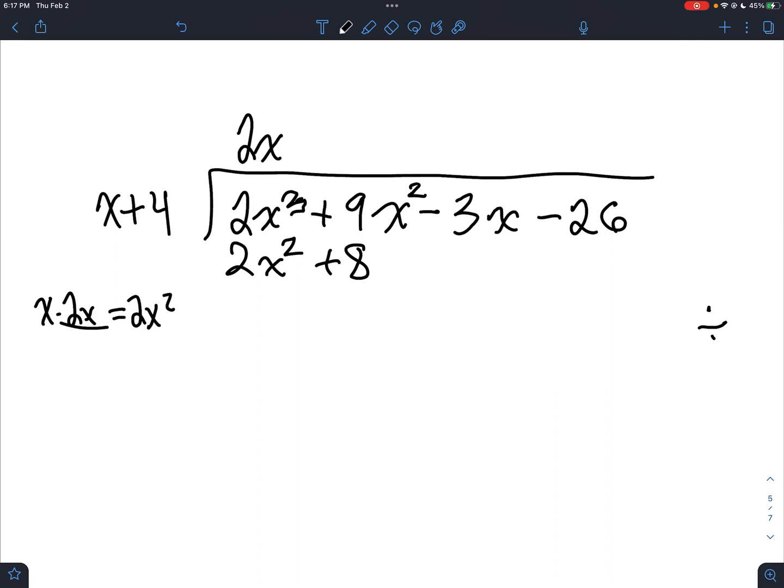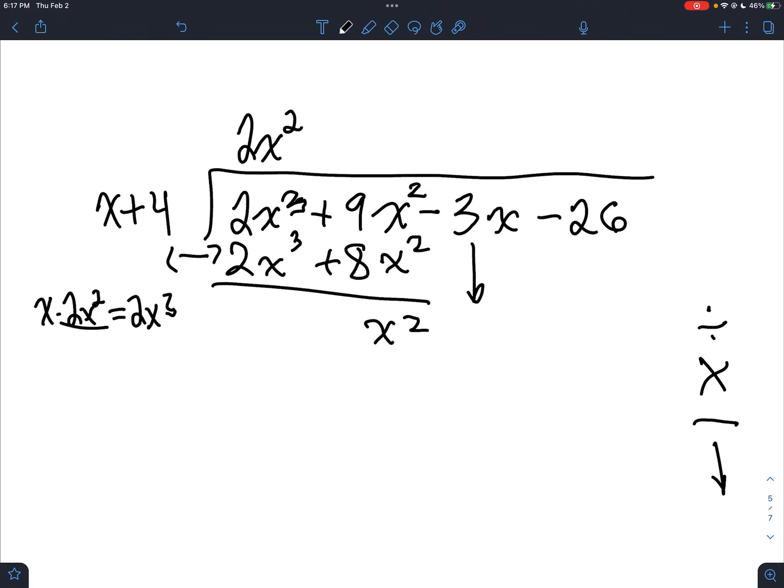Shoot. The problem was wrong. It should be cubed. So we actually need an x squared. So it should be 2x cubed, and then 2x squared times 4 is 8x squared. And then subtract, there we go. X squared. So we multiplied, we distributed, we subtracted, and now we're bringing down.